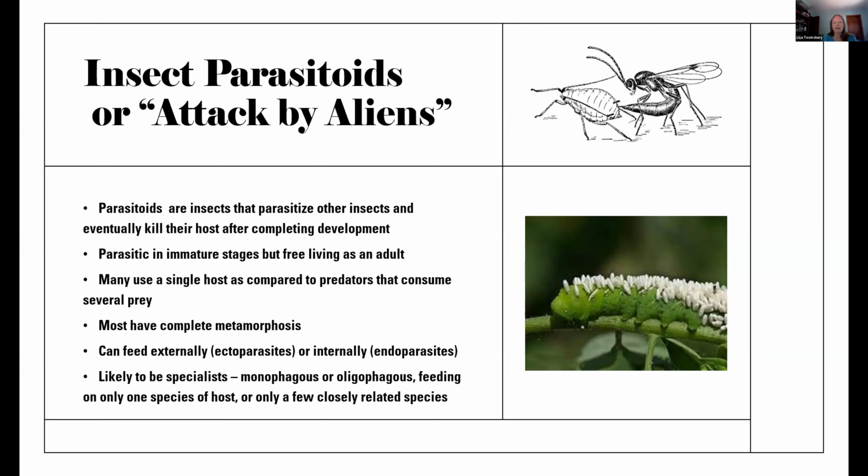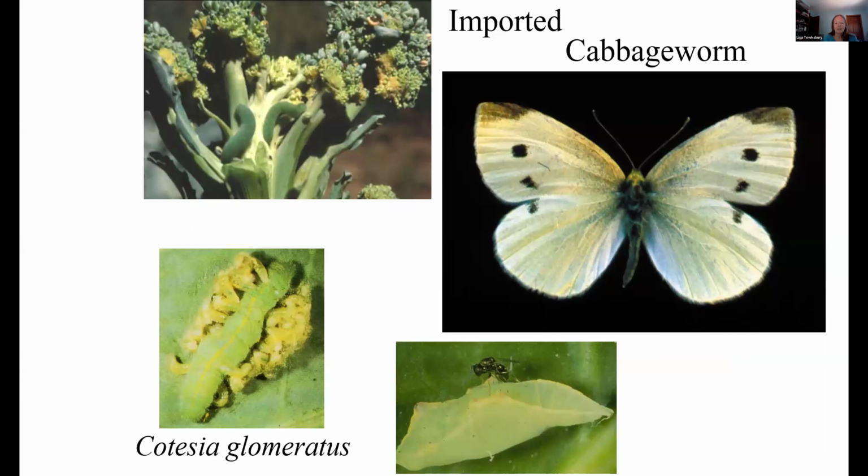So they're generally parasitic in immature stages, but they're free living like that wasp. And let's see, they are more likely to be specialists than some of the predators that I talked about. Okay, just another example of a parasitoid.